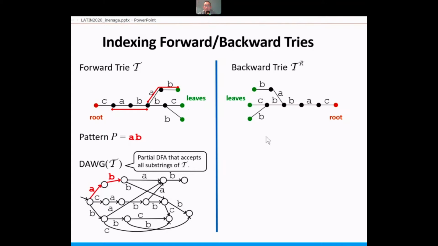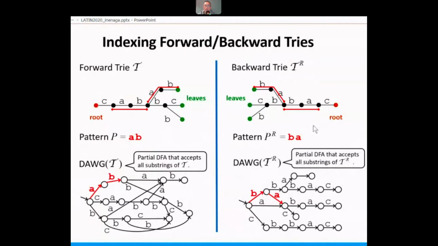The other variant of the problem is the version with backward trie. Now we are going to read the labels from the leaves to the root direction. So because this trie is reversed, when we query a pattern, we also reverse the pattern. So it was AB, so now it is BA. It's a mirror image of this original pattern. Then we want to locate the occurrences of this BA, like this.